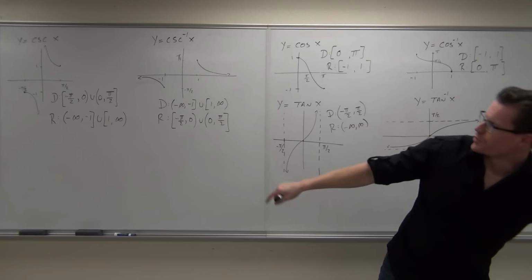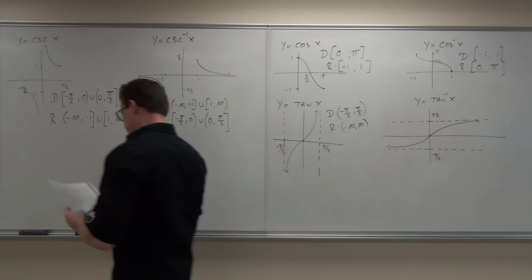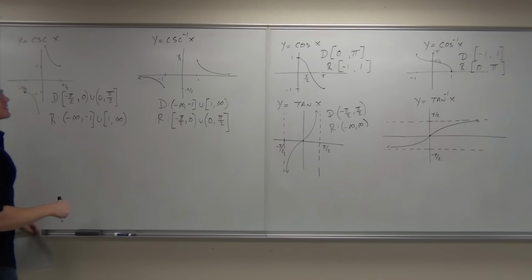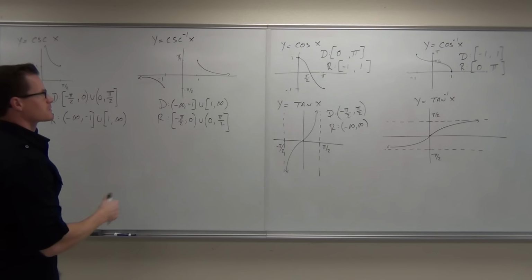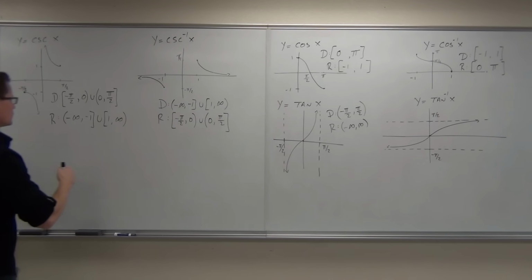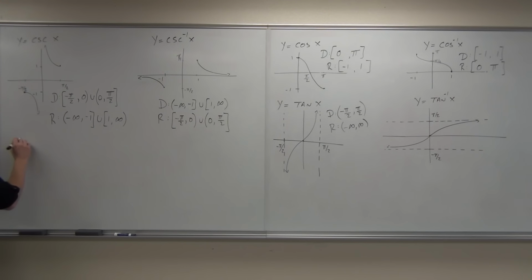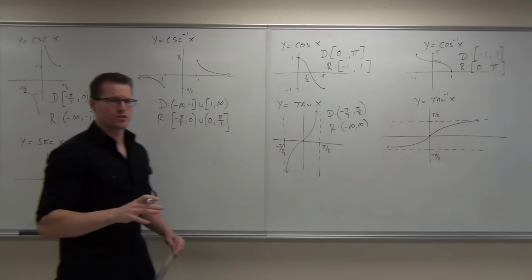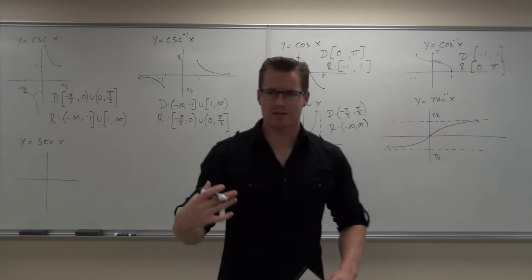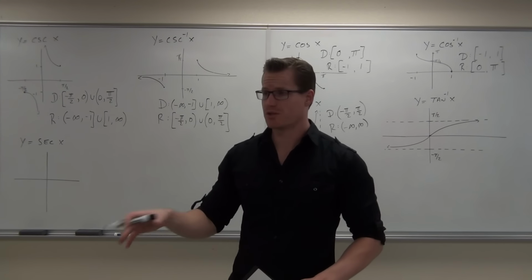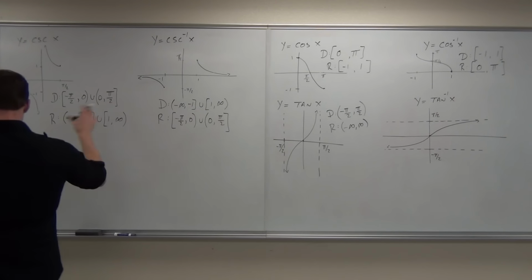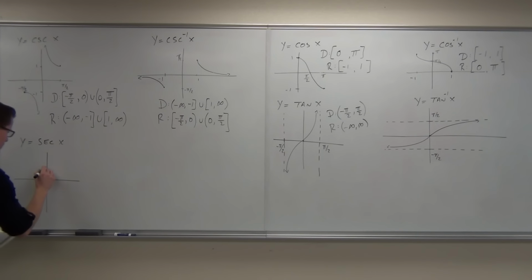I think I'm going to run out of room here on this next one. I'll have to do the other one over here. So let's do, what am I missing? I got sine, cosine, tangent, cosecant. Let's do secant. Secant looks really, really similar to cosecant. It's only shifted over, just like cosine looks really similar to sine. It's only shifted over.